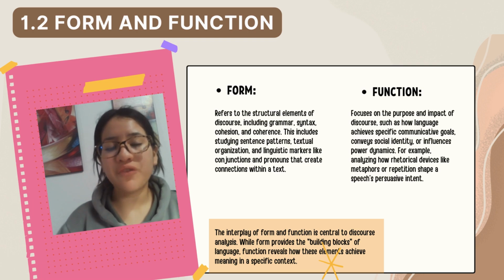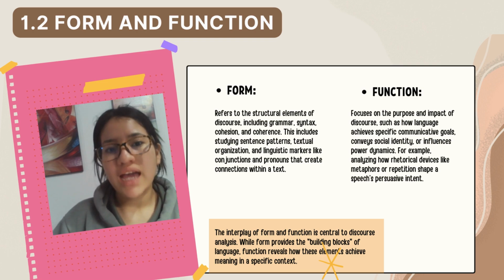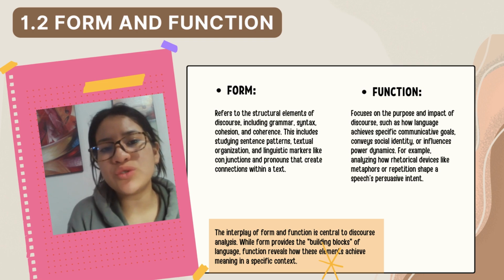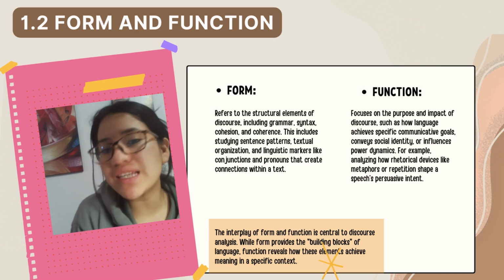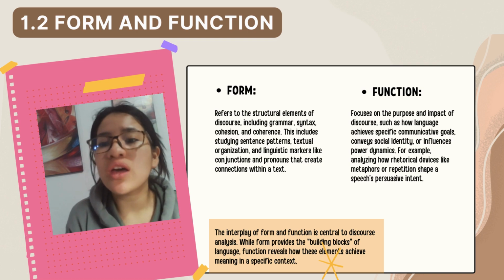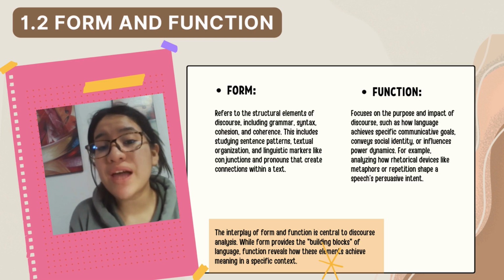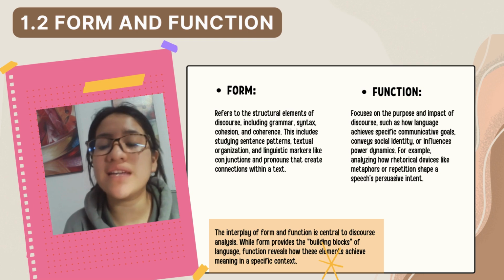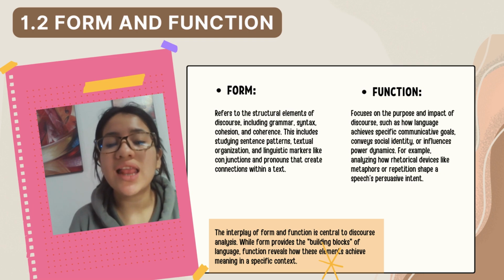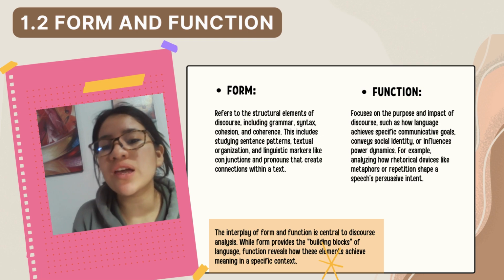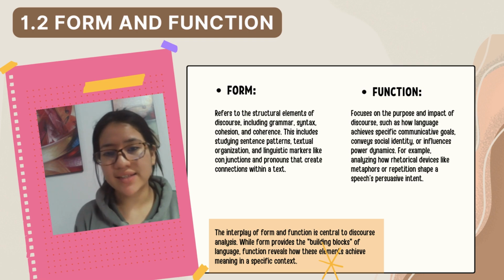We have the form and the function. The form refers to the structural elements of discourse, including grammar, syntax, cohesion, and coherence. This includes studying sentence patterns, textual organization, and linguistic markers, like conjunctions and pronouns that create connection within a text.